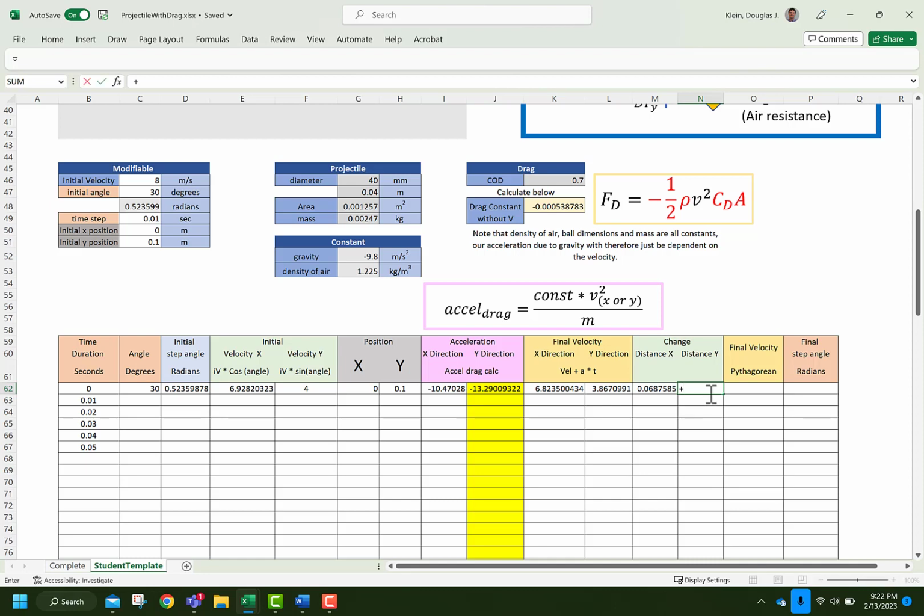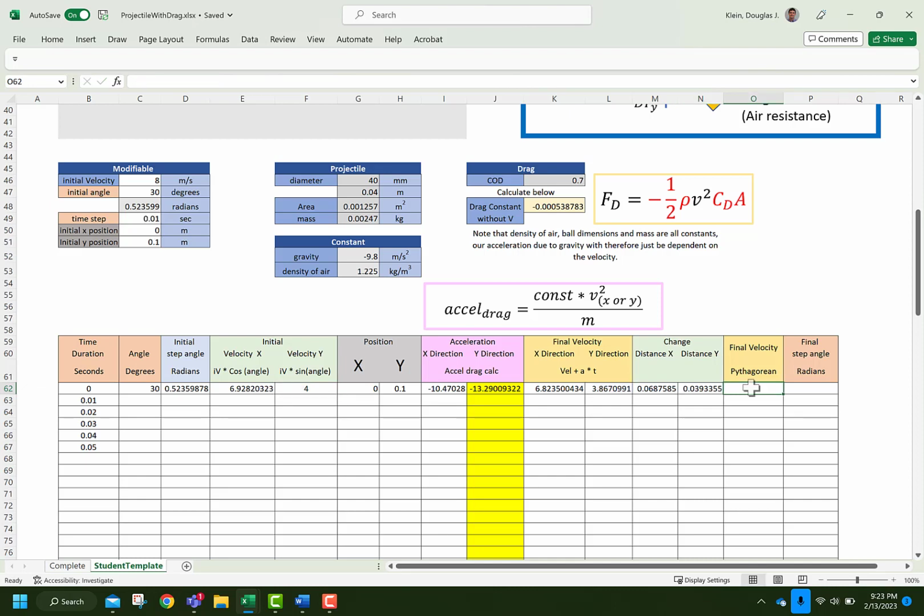I'm then going to go in and do my distance. Again, it's going to be the average of my final velocity and my initial velocity. And I'm just going to multiply that by the time constant, so I'm getting the middle area or the middle speed there, and that's going to be an F4.